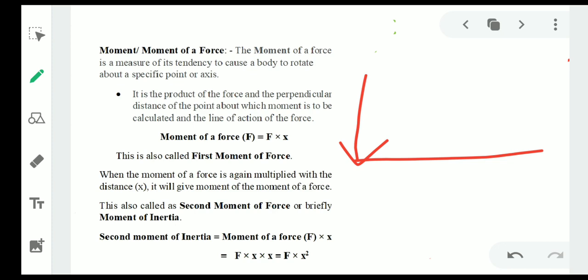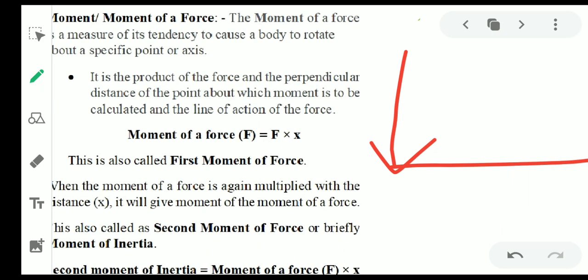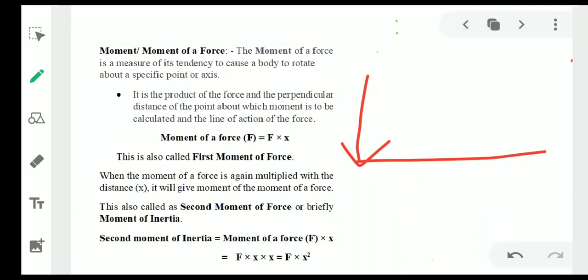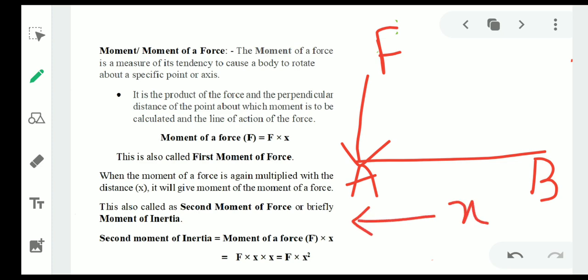It is the product of the force and the perpendicular distance between the point about which the moment is to be calculated and the line of action of the force. You can see it written here. So I am giving you an example of how to calculate moment. Suppose a force of magnitude F is applied at point A, and this is point B. AB is a bar or some section, and the distance from A to B is x.